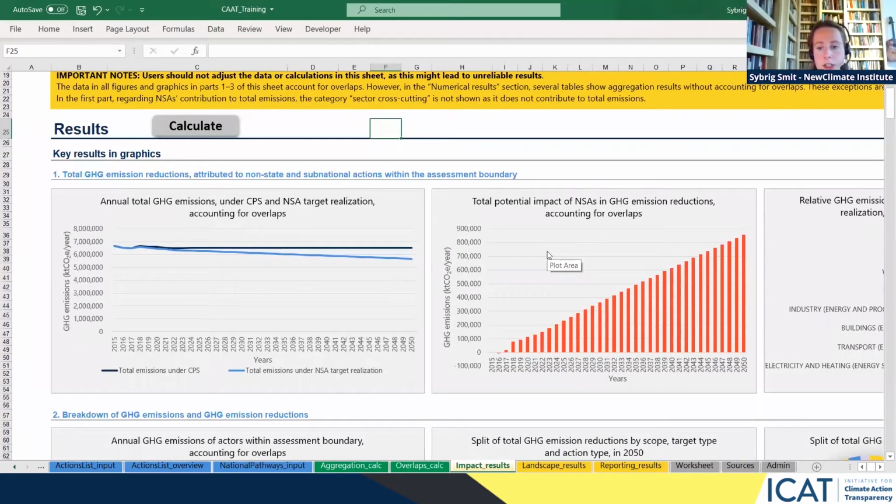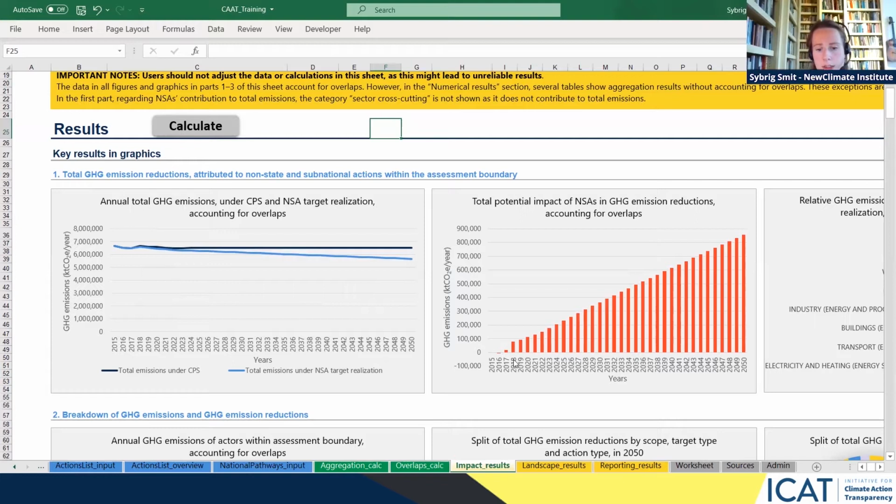And the results are given in several ways. Perhaps the most important is the one up here, where the annual total greenhouse gas emissions are given under a CPS and under an NSA target realization are given when accounting for overlaps. So here the dark blue line is the reference scenario, what would happen if there were no non-state action at all. And the light blue line shows what happens when sub and non-state actors fully realize their targets. So there is significant impact.